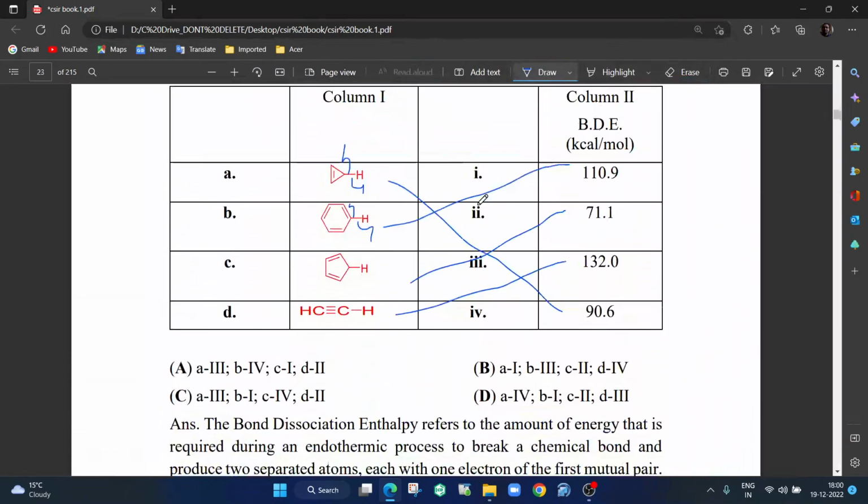So A is with 4. Let us look where A with 4 is. Yeah, so looks like D to me. Then we said B is for 1, so B is for 1. Then C is for 2, and D is for 3. So that's what it is. So the answer is option D.